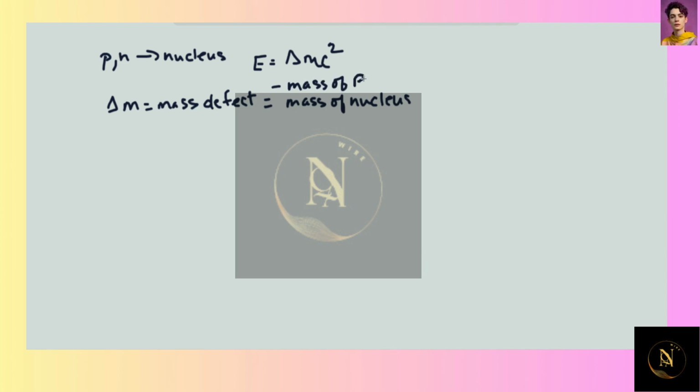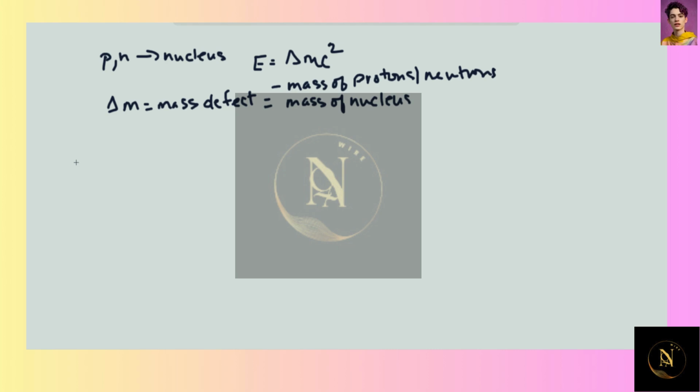Because you would expect that if you added together the protons and neutrons, it should be equal, but we see there's a slight difference in that. So that's called the mass defect.